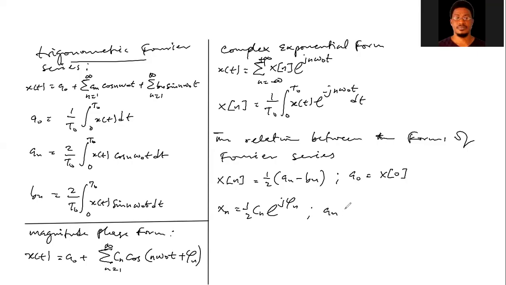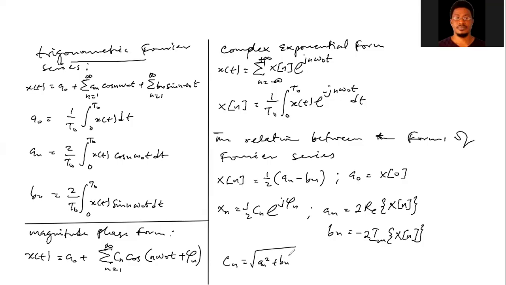And then A n will be the same as twice the real component of S n, while B n is negative twice the imaginary component of S n. Then C n, with respect to the trigonometric function, is the same as the square root of a n squared plus b n squared, so that the angle phi n is the same as negative tan inverse of b n over a n.